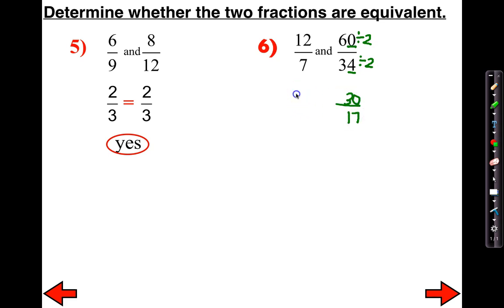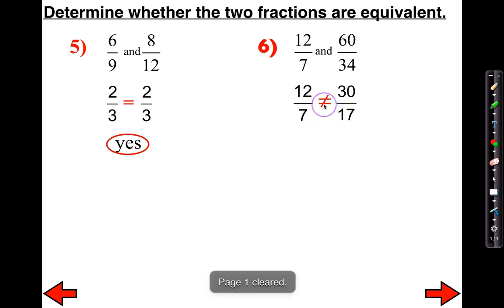Now let's check. Is 12 sevenths equal to 30 17ths? The answer is no. So are these equivalent? The answer is no, they are not. They are not equivalent.